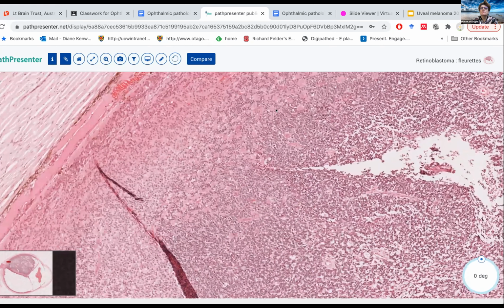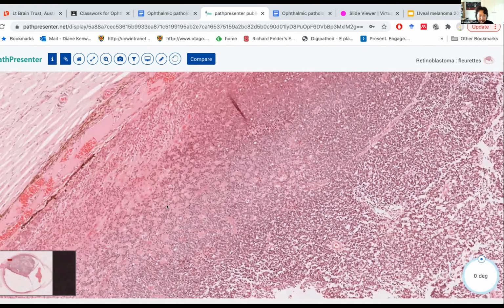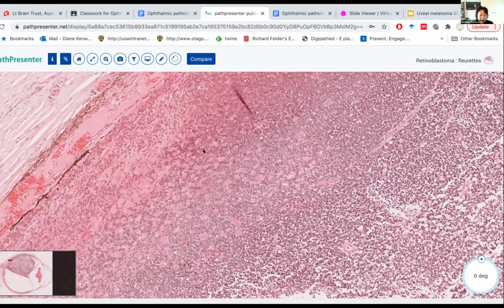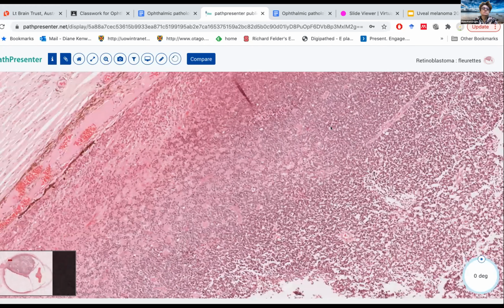So they're quite spotty, aren't they? They're just mainly in this patch here. But you can see them here as definite rings without anything in the middle. Homer Wright rosettes. Good. All right. Choroidal invasion. Choroidal invasion. All right.